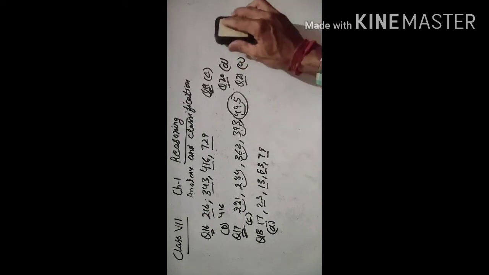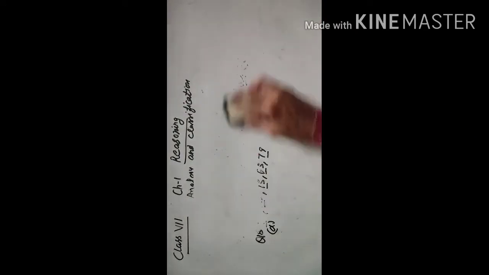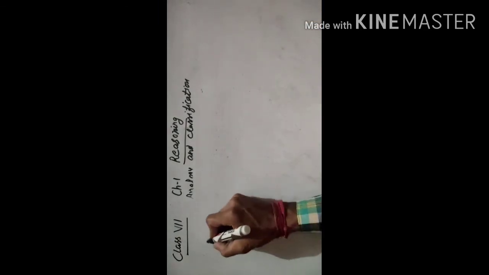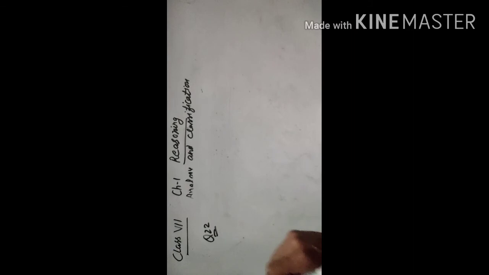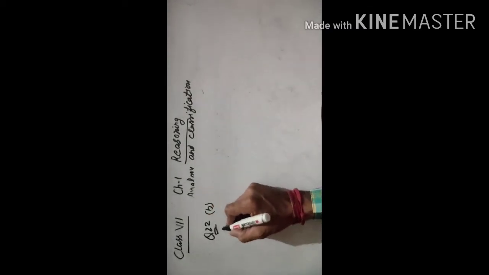Now see question number 22. In question number 22, figures are given. R, Q and S are mirror images, but this G is not a mirror image, so B is the option.